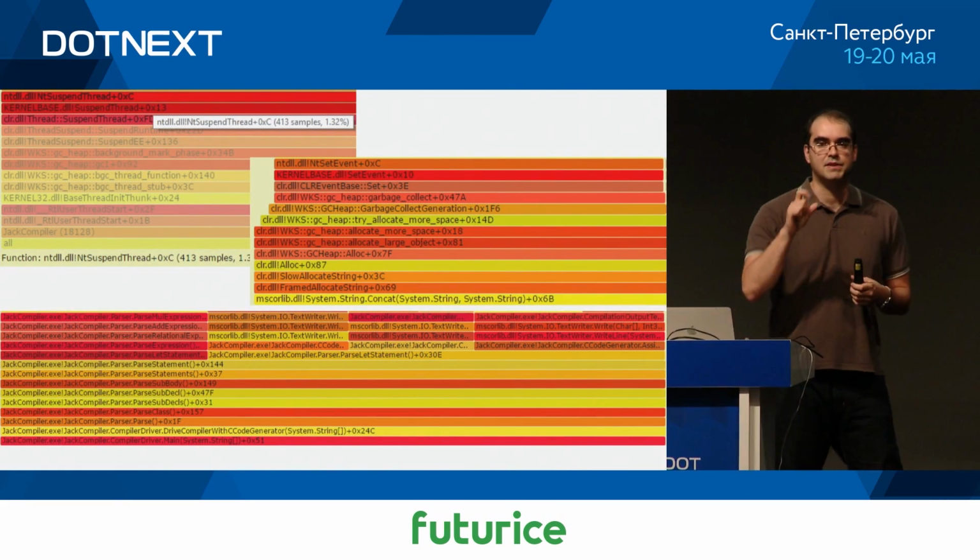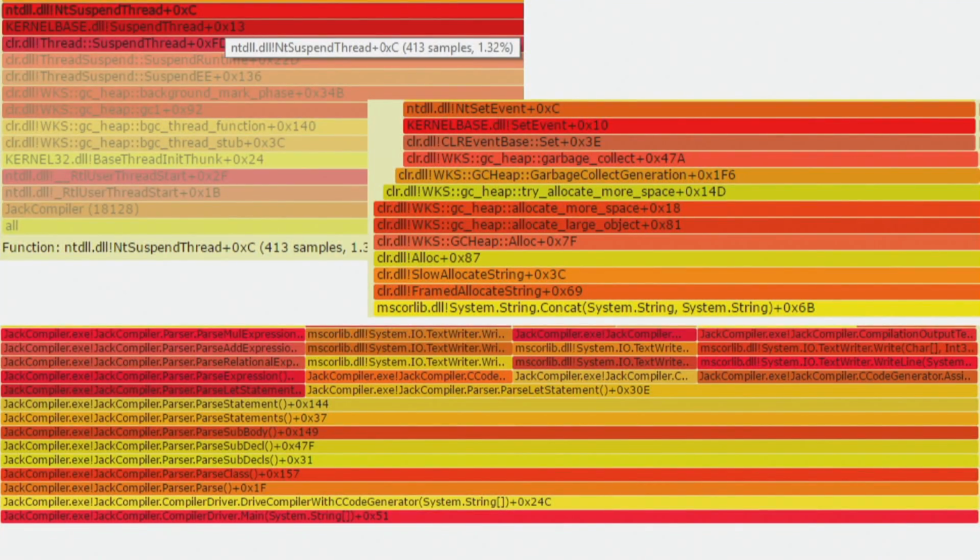Some examples of specific pieces from this graph, just to give you an idea so you can see some of the text. In the left corner, you can see a thread that is actually suspending other threads for garbage collection. And if you look at the percentages, you see it's 1.3% of my application's execution.